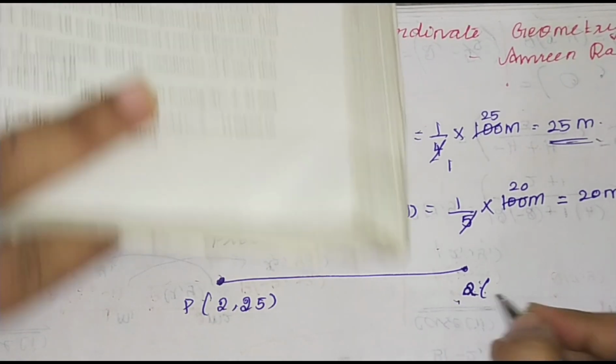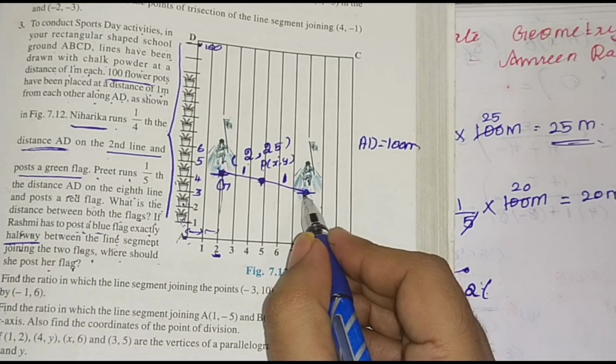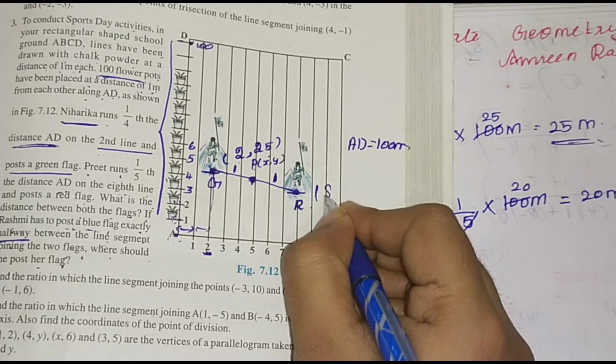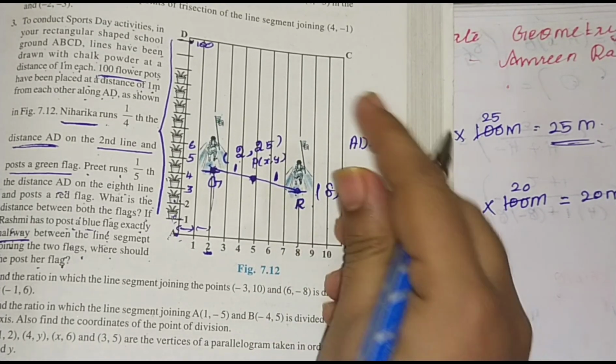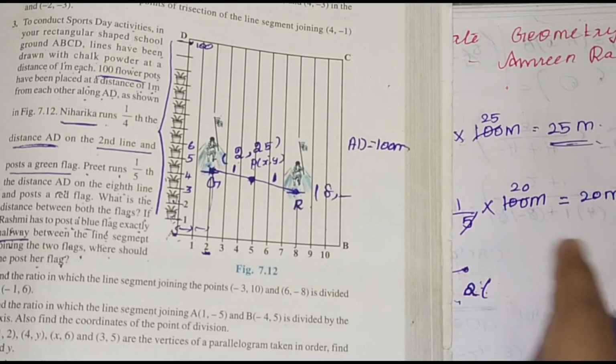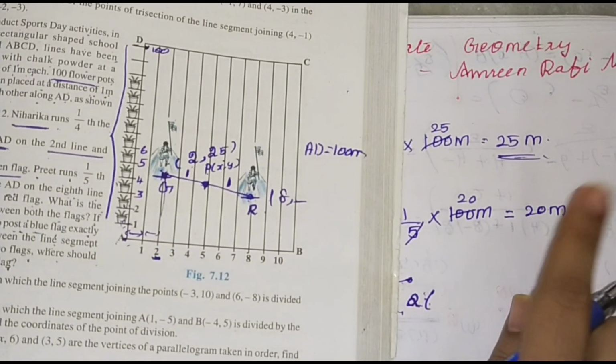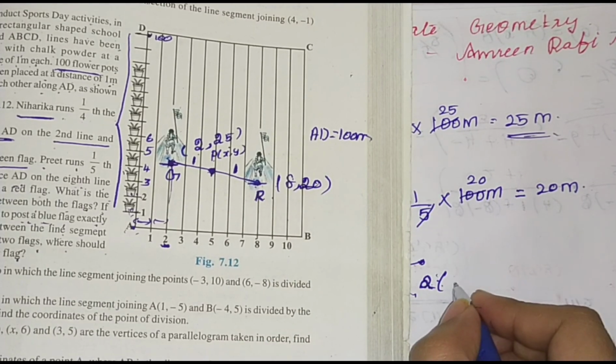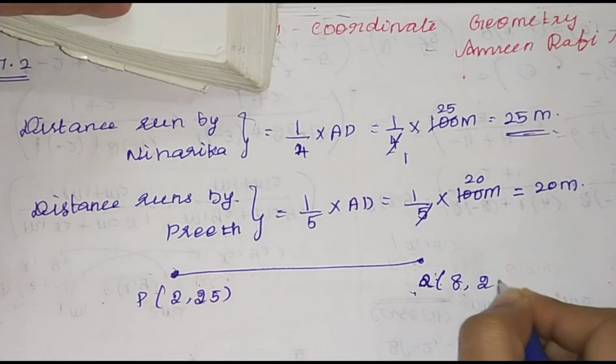The next one is Q, the second girl. Her x coordinate is 8, and the y coordinate is how much distance she ran, which is 20 meters. So the y coordinate is 20, and the Q point is (8, 20).